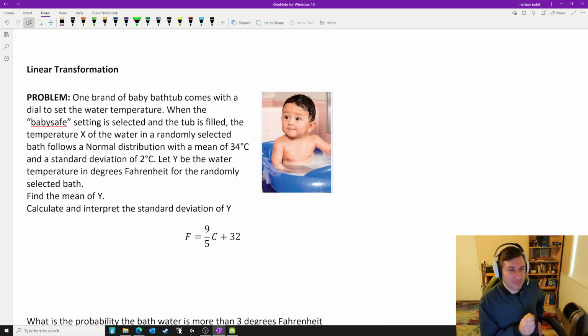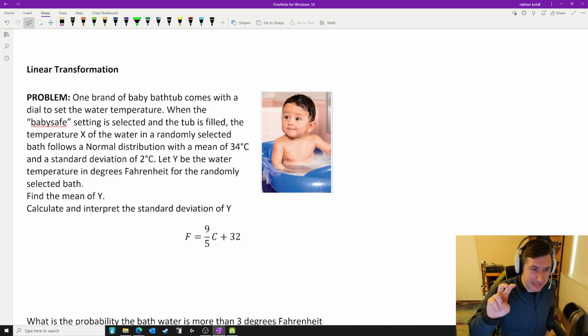So here's our problem. One brand of baby bathtub comes with a dial to set the water temperature. When the baby safe setting is selected and the tub is filled, the temperature of the water in a randomly selected bath follows a normal distribution with an average of 34 degrees Celsius and a standard deviation of 2 degrees Celsius. Let y be the water temperature in degrees Fahrenheit for the randomly selected bath.